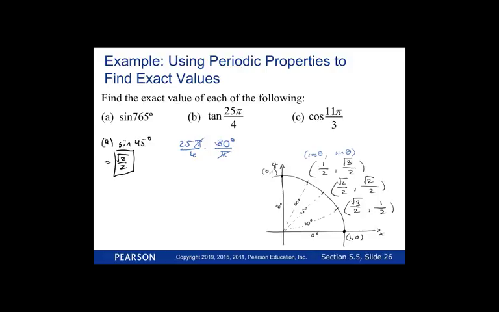45 times 25, whatever that is. If we have 45 quarters, that's 1125. So is that the same as tan of 1125? Is that right, for real? Yes, it's 11.25. You know how I did that so quick?